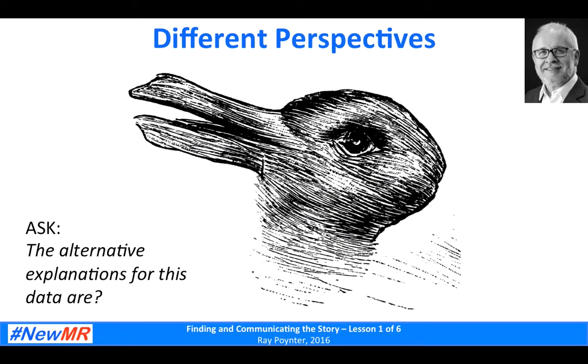We need to look at things with different perspectives. Now this image is over 100 years old, and if you look at it you should see a duck facing to the left, you should see a rabbit facing to the right. You should be able to move very quickly backwards and forwards and possibly even see both at the same time. This is the sort of thing we need to be doing with data. We need to be looking from different perspectives.